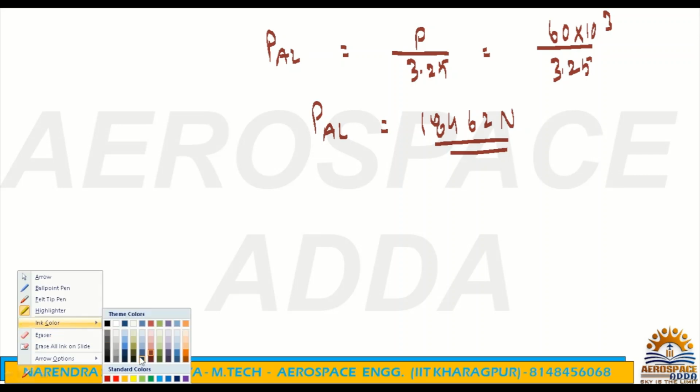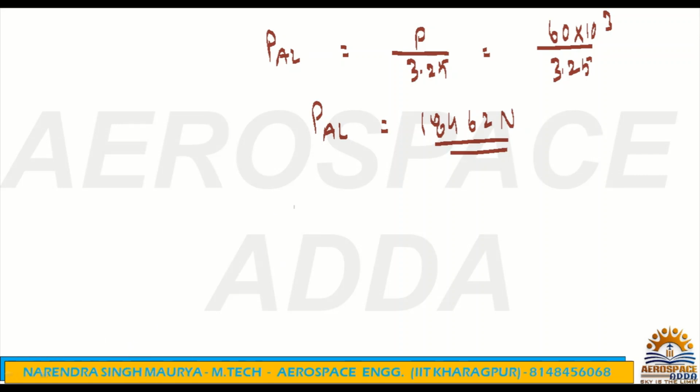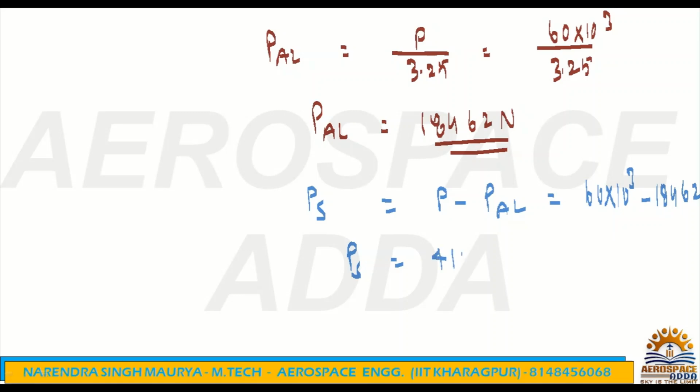What is the load shared by the steel now? If you calculate the load shared by the steel, PS is nothing but P minus PAL: 60 into 10 power 3 minus 18462. Approximately this value is nothing but 41538 Newton. This is the load shared by the steel.